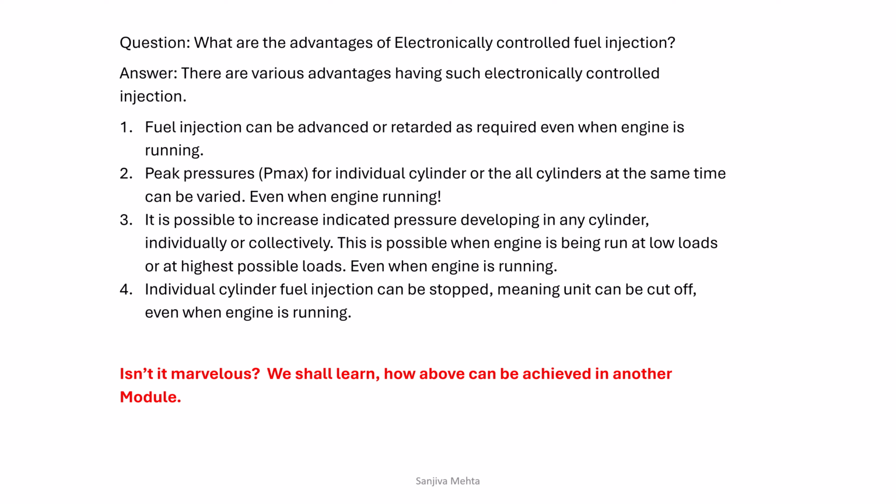Peak pressure for an individual cylinder or all the cylinders at the same time can be varied. You can increase or decrease the pressure in number 2 cylinder, number 3 cylinder, or increase or reduce the peak pressure in all the cylinders together. It is possible to increase indicator pressure. You know what indicator pressure is? Mean effective pressure. That can be varied. It is possible to increase the indicator pressure developing in any cylinder, individually or collectively, that means all units together.